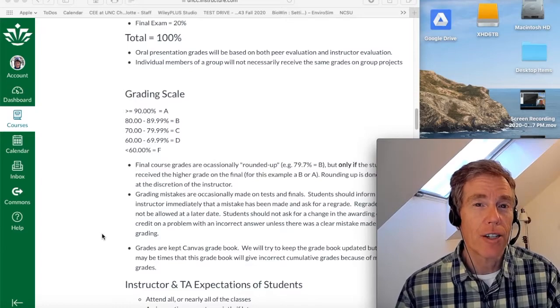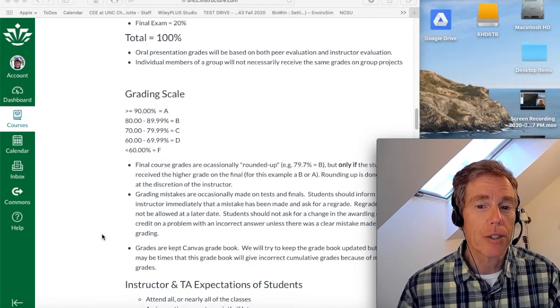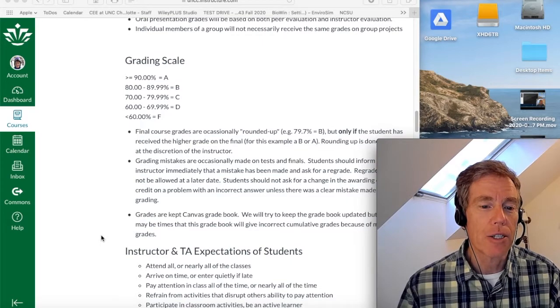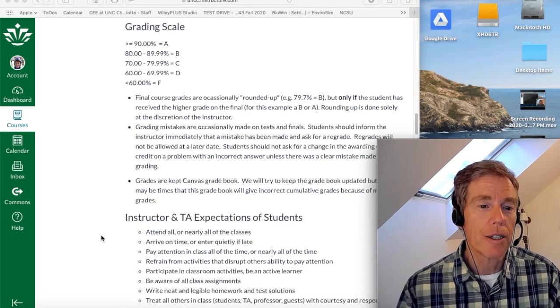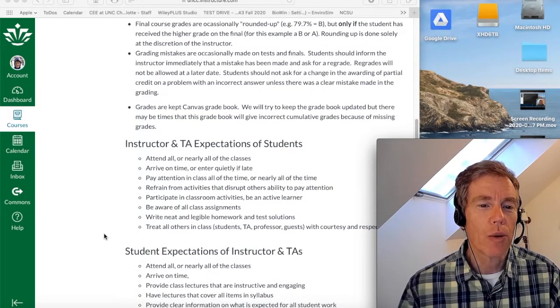It's the standard 90-80-70 grading scale. I do occasionally round up, but only if you've received the higher grade on the final. There's some information here about how we handle grading mistakes. It tells you, too, that we're keeping the grades in the Canvas gradebook, which is not always completely up to date.